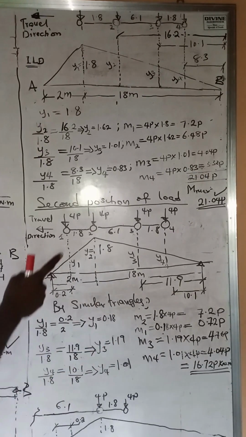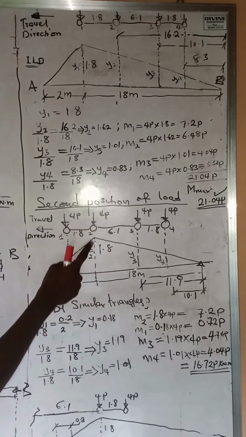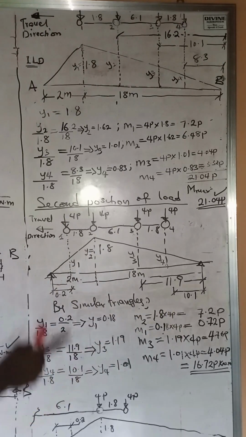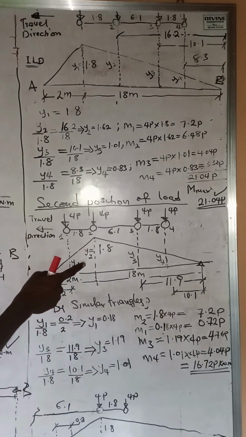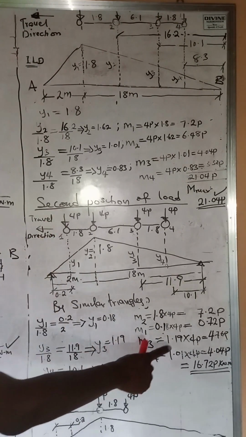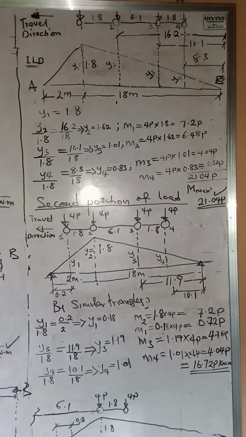Now, moment due to axis 2 is this. It becomes 4P times the ordinate, which is 1.8, gives us 7.2P. Moment due to axis 1 becomes Y1, which is the ordinate 1, times 4P. That will give us 0.72P.